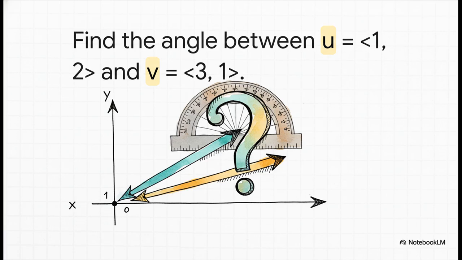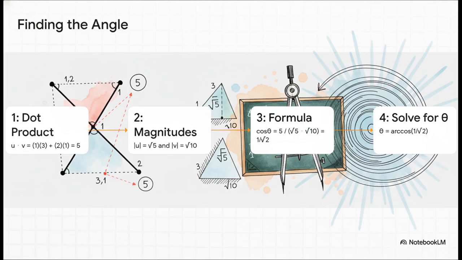Okay, for our next trick, let's take it up a notch. This time, we don't just want the dot product. We want to find the exact angle between these two vectors. Now this one has a few steps, but they're all pretty straightforward. First, we need the dot product. That's 1 times 3 plus 2 times 1, which gives us 5. Easy enough.